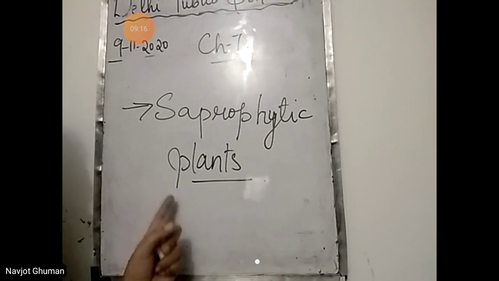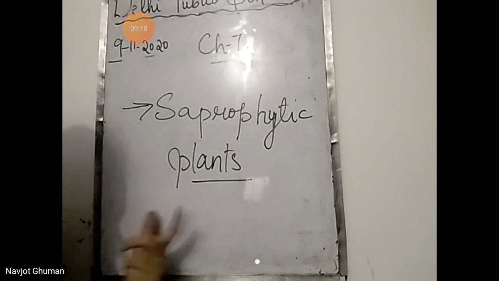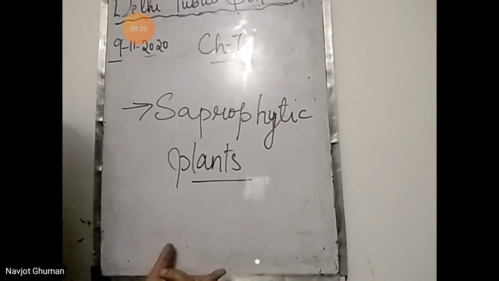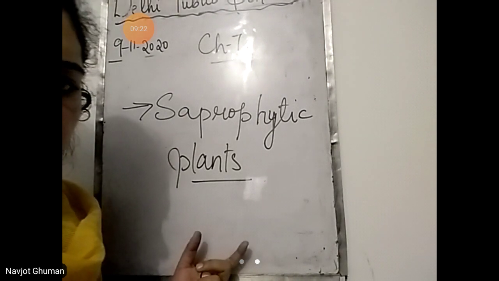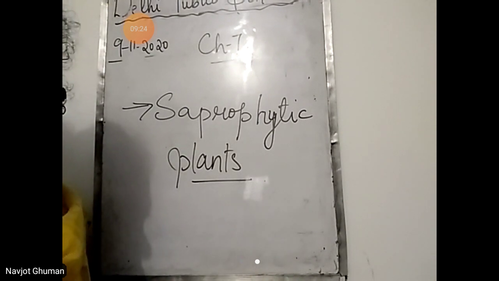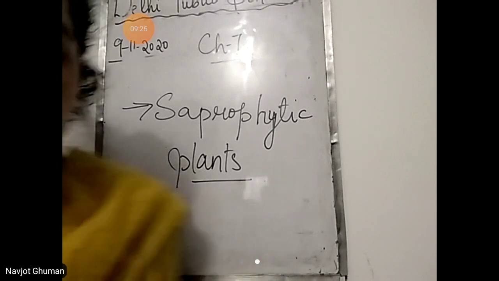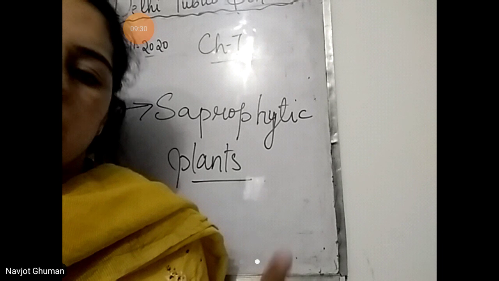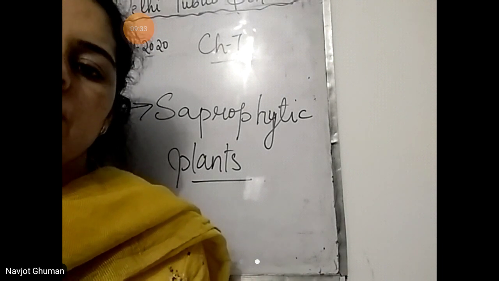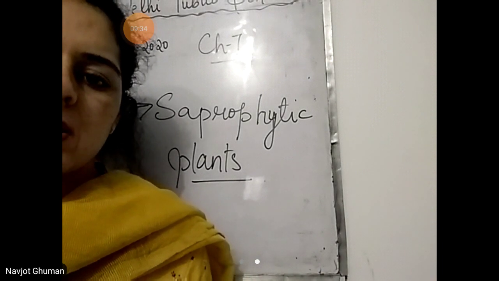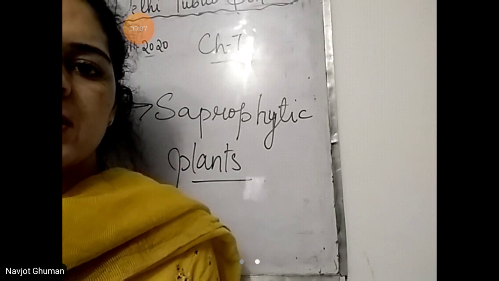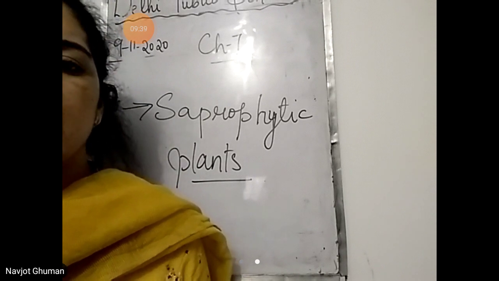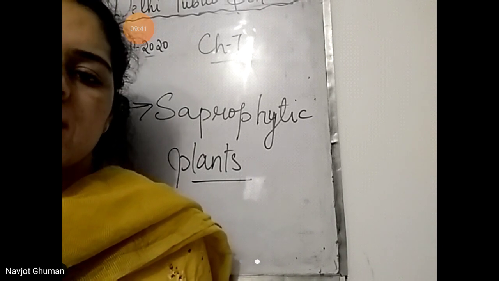The plants that do not have chlorophyll are called non-green plants. They cannot make their own food because they do not have chlorophyll. Chlorophyll is very necessary for the making of food in plants. So these plants absorb nutrients from dead plants and animals, and hence they are called saprophytic plants.